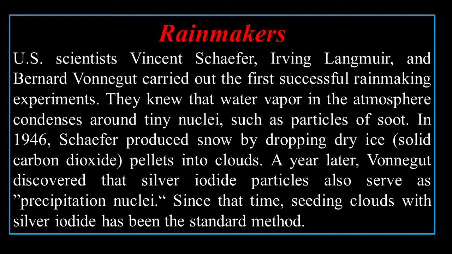Rainmakers. U.S. scientists Vincent Schaefer, Irving Langmuir, and Bernard Vonnegut carried out the first successful rain-making experiments. They knew that water vapor in the atmosphere condensed around tiny nuclei, such as particles of sand or soot. In 1946, Schaefer produced snow by dropping dry ice, solid carbon dioxide pellets, into clouds. A year later, Vonnegut discovered that silver iodide particles also serve as precipitation nuclei. Since that time, seeding clouds with silver iodide has been the standard method.